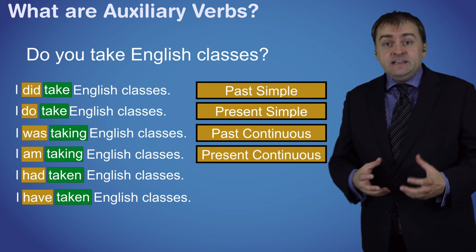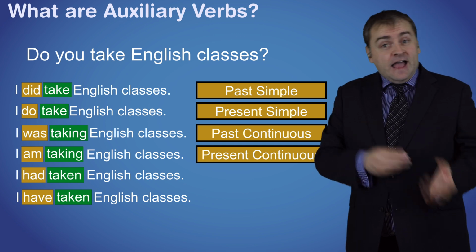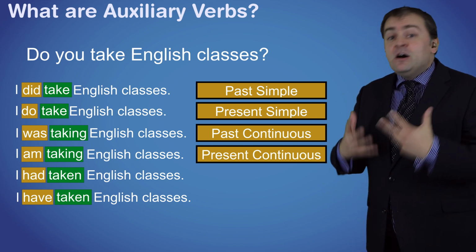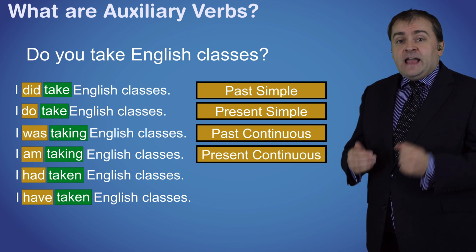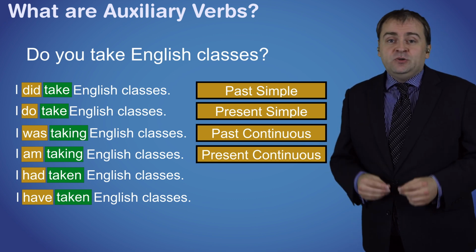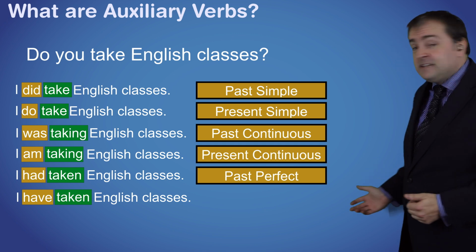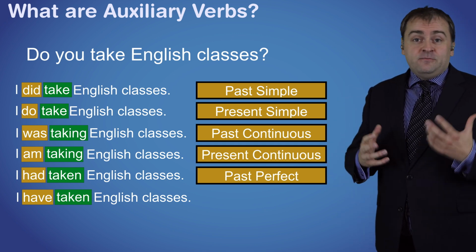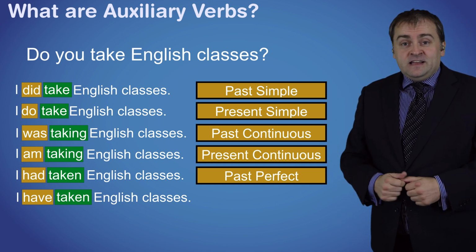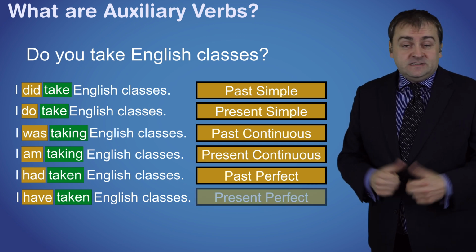In "I have taken English classes," had is from the verb have, so it's a perfect type of action, and had is past, so it's a past perfect. And finally, in "I have taken English classes," have makes it perfect again, and it's present, so it's the present perfect.